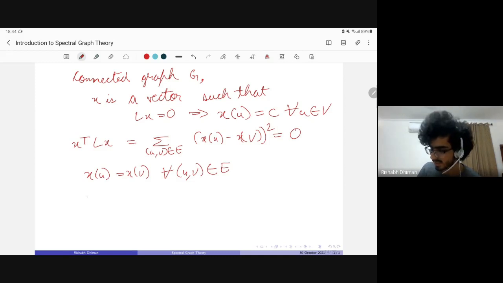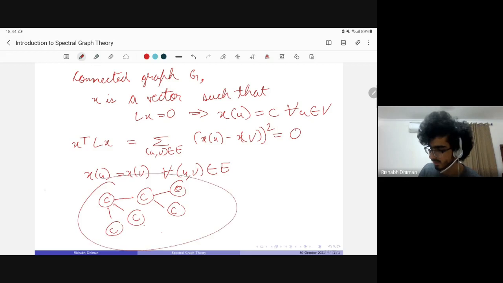And what that means is if some node has some value c on it, all of its neighbors will have the value c on it, and all of their neighbors will have the value c on it, and so on. And what you end up having is that the entire graph has some value c on it, which proves this result.